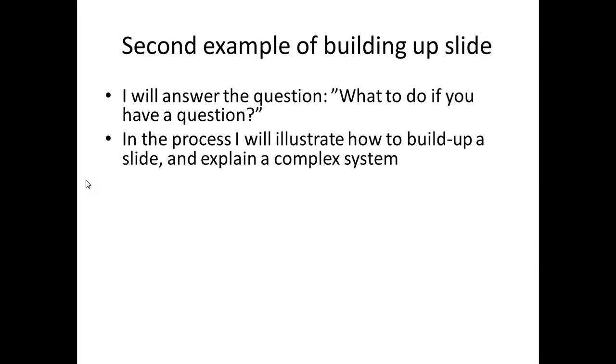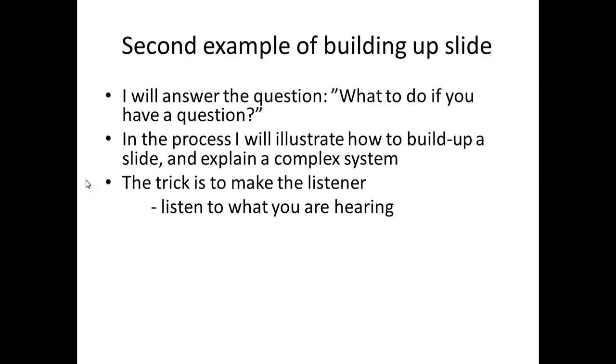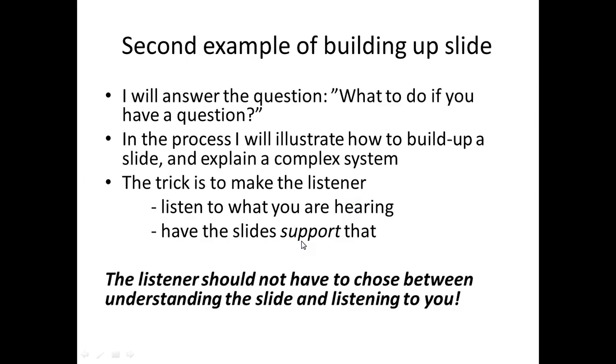And in the process, we will also illustrate how to build up a slide and explain a complex system. And the trick with doing that is to make the listener listen to what you are saying, and at the same time have the slide support what you're saying. So not what you're hearing, but what you're saying, of course. And the key thing here is to make them say the same thing, and you should know exactly where to look in the slide, and that the place that you are looking in the slide, that you know exactly where it is. This should be supporting exactly what you're saying at the same time as you're looking. So you don't have to choose between if you should understand the slide and listen to you. So they should be the same thing. They should support each other. That's the key thing. So let's now just illustrate how you can do that.